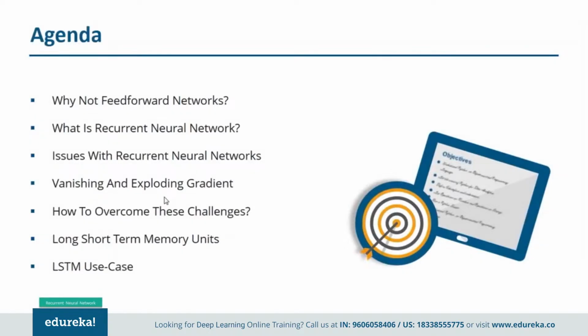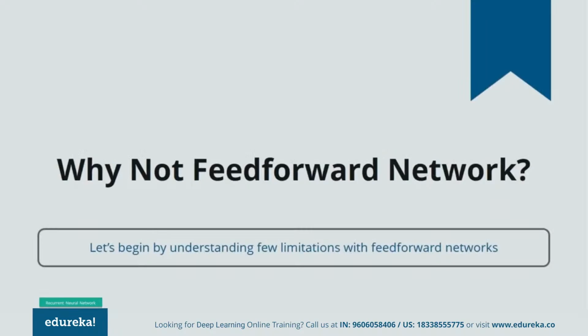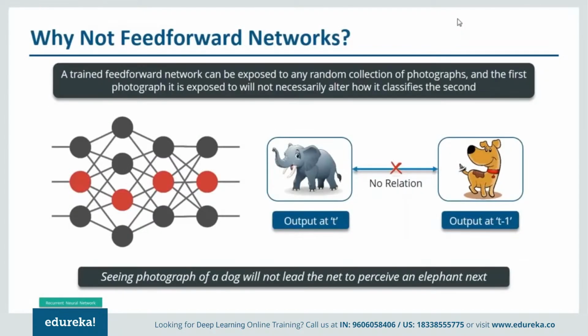So guys, let's begin. We'll understand why we can't use feed-forward networks. Now let us take an example of a feed-forward network that is used for image classification. We have trained this particular network for classifying various images of animals. Now if you feed in an image of a dog, it will identify that image and provide a relevant label to that particular image. Similarly, if we feed in an image of an elephant, it will provide a relevant label to that image as well.